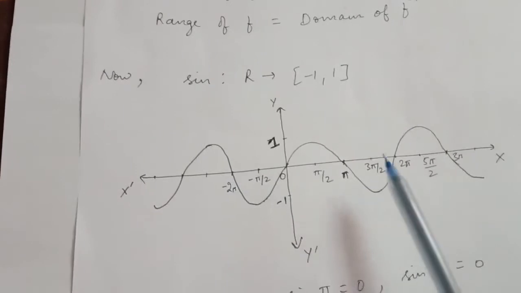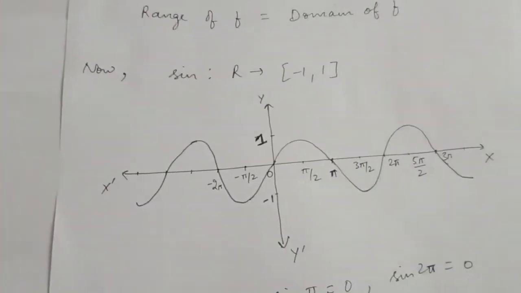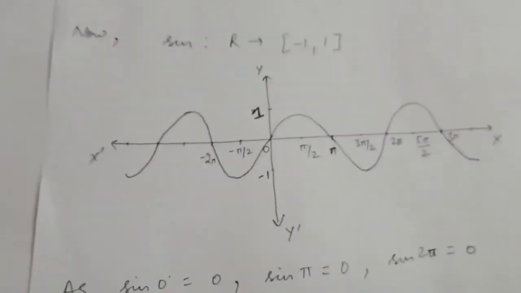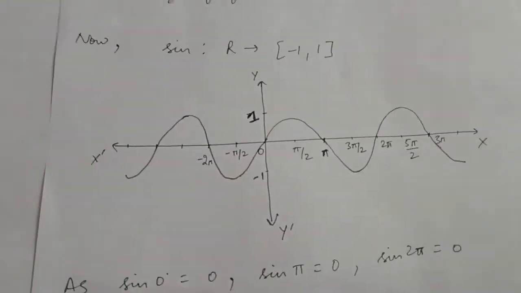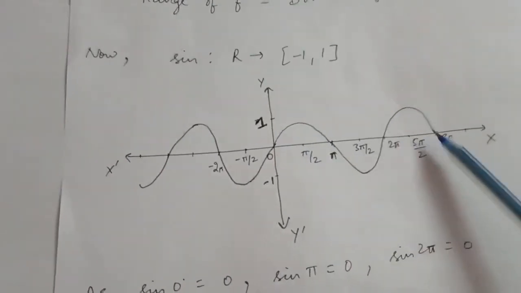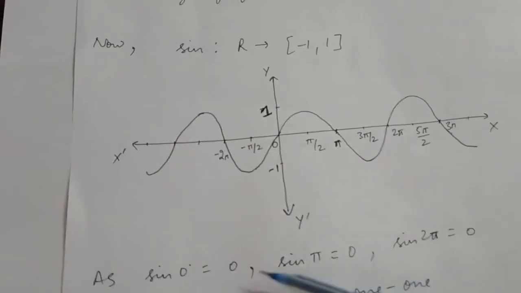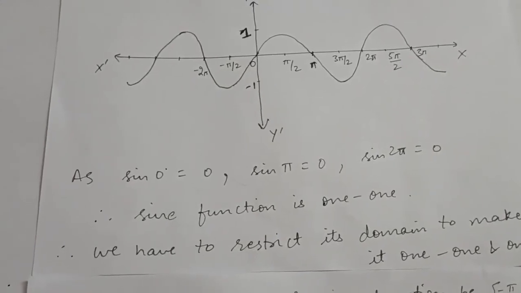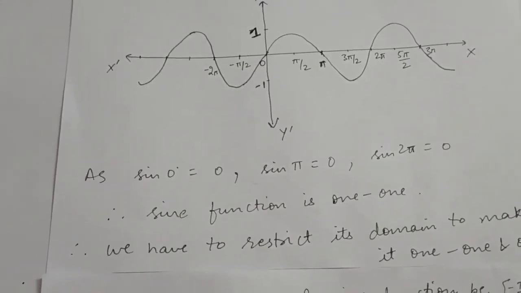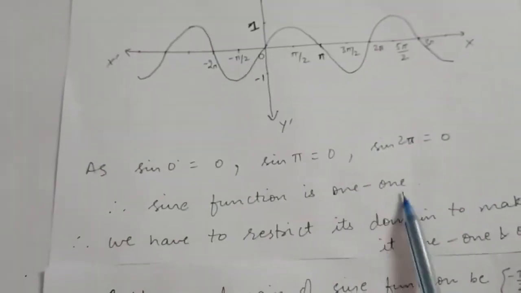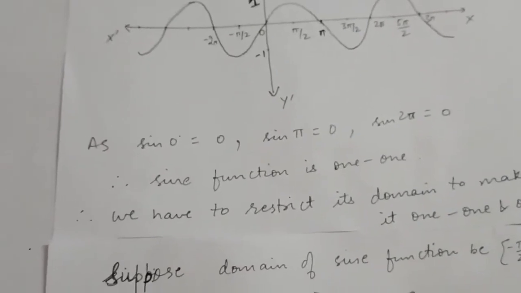Now this is the graph of sin x. You can see easily from it that it is not 1-1. Why? Because at the points 0, pi, 2 pi, 3 pi, we can see that the value of sin is 0, right? So because at different values of x the function sine takes the same value, the function is not 1-1. And because the function is not 1-1, its inverse can't exist, right?